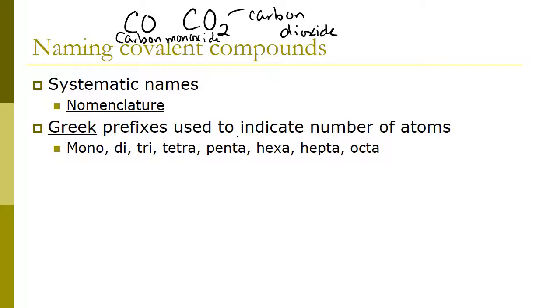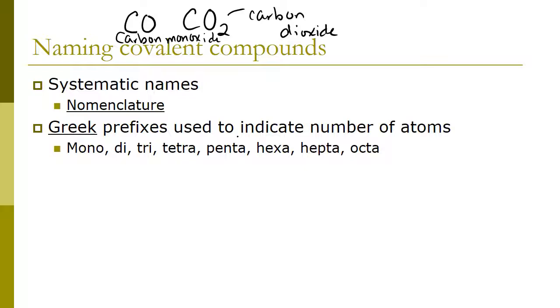Now, nomenclature is just a big fancy word. It means that we're going to have some sort of systematic naming. There's a rhyme or reason to what we're doing. There are some rules associated with this. For your covalent compounds, you have to indicate how many atoms of each element there is. The way that we indicate the number of atoms is by using Greek prefixes. Mono, di, tri, tetra, penta, hexa, hepta, octa, and it goes on just like algebra class did.